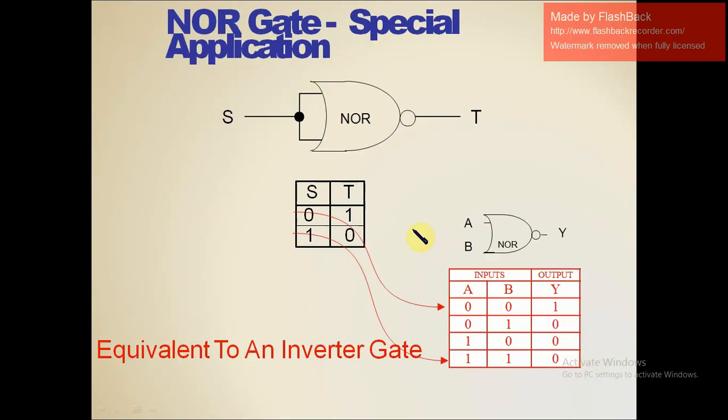Next, for the NOR gate application, this is the symbol we already learned. In the truth table, when both inputs are 0, the output will be 1. For the remaining cases it will be 0.